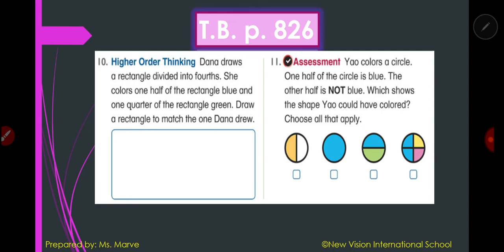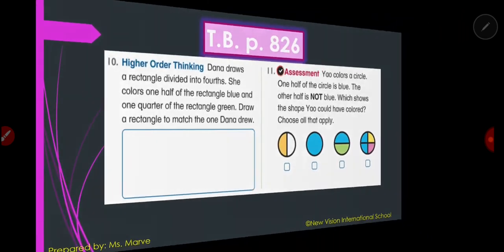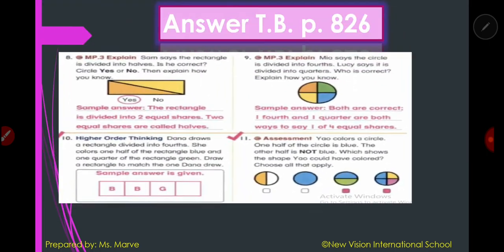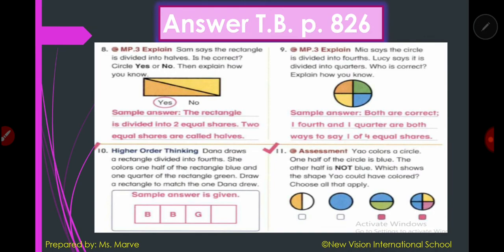Number 11. Yao colors a circle. One half of the circle is blue. The other half is not blue. Which shows the shape Yao could have colored? Choose all that apply. Okay? Once you're done, you can check your answers here. You can pause the video so you can write the correct answers properly from number 8, 9, number 10, and 11. Okay?